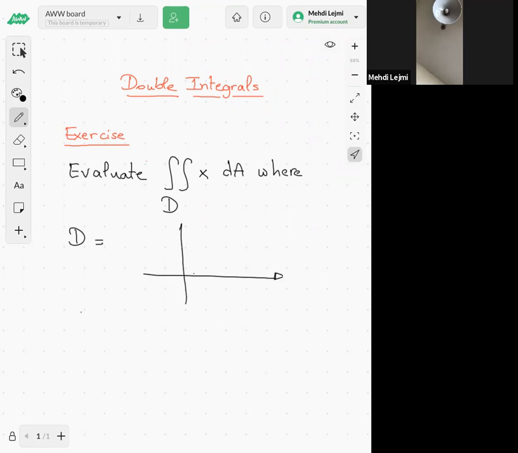So here's your x-axis, your y-axis. All right, so 1, 2, let's say here's 3, here's 1. So this is the point 3, 1. And so we have this triangle here. So our region D is the interior of the triangle, of course. That's our region D, right?